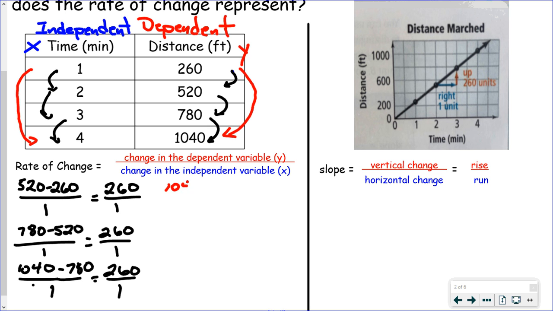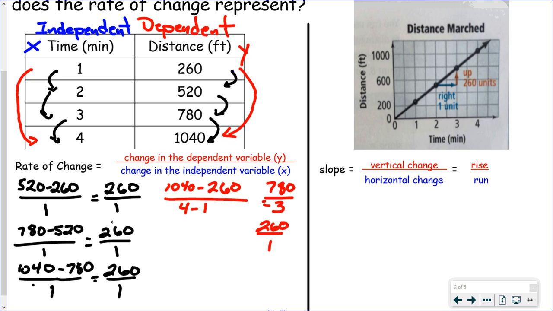So 1040 minus 260. That's the change in the dependent variable over the change in the independent variable, which is 4 minus 1. So that comes out to, let's see, that would be 740 plus 40. That would be 780 over 3, which simplifies to 260 over 1. So I can do the change between any two steps here, and it should come out to 260 feet per minute. As far as what this constant rate tells us, it tells us that the band marches 260 feet every minute.